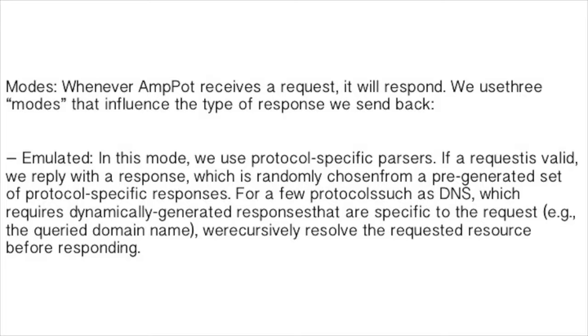Modes. Whenever AmpPot receives a request, it will respond. We use 3 modes that influence the type of response we send back. Emulated. In this mode, we use protocol-specific parsers. If a request is valid, we reply with a response, which is randomly chosen from a pre-generated set of protocol-specific responses. For a few protocols such as DNS, which requires dynamically generated responses that are specific to the request, the query domain name, we recursively resolve the requested resource before responding.